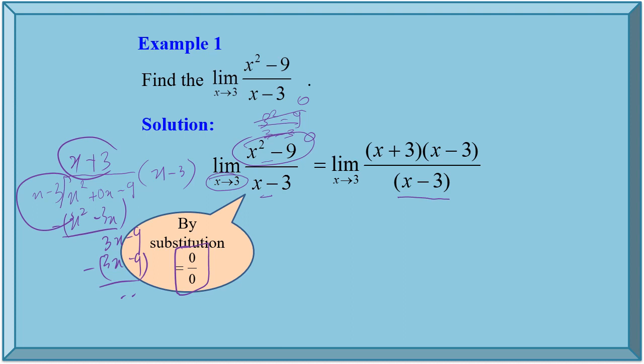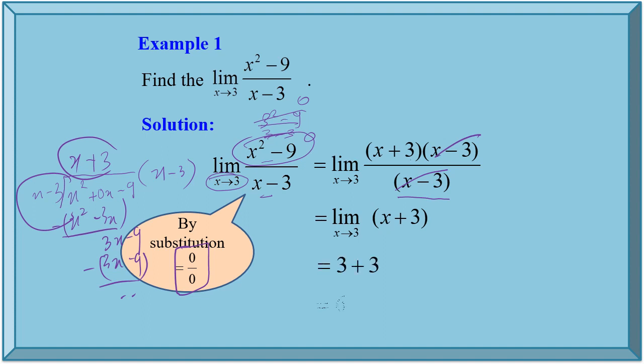So here we can see that x minus 3 can be cancelled out. That's why what remains here is x plus 3 only. So then when we substitute the 3 into this function x plus 3, what do we get?